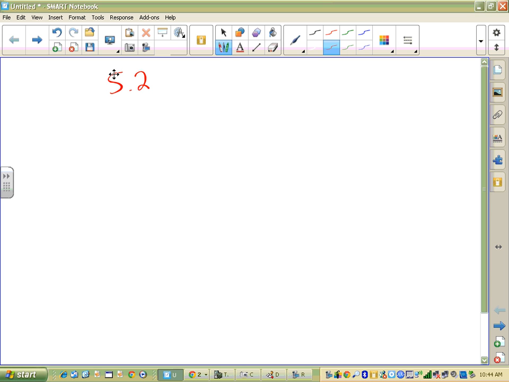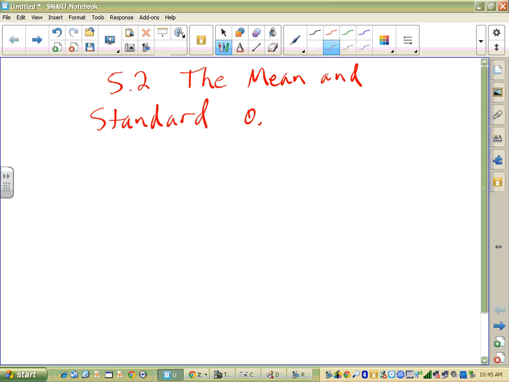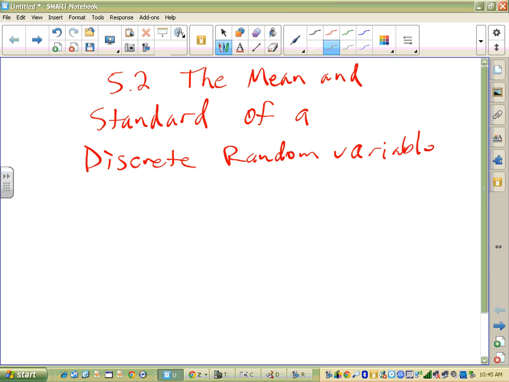So today we're going to look at the mean and standard deviation, and we're not going to do a whole lot of writing today, not nearly as much as we did in 5.1. The mean and the standard deviation of a discrete random variable.